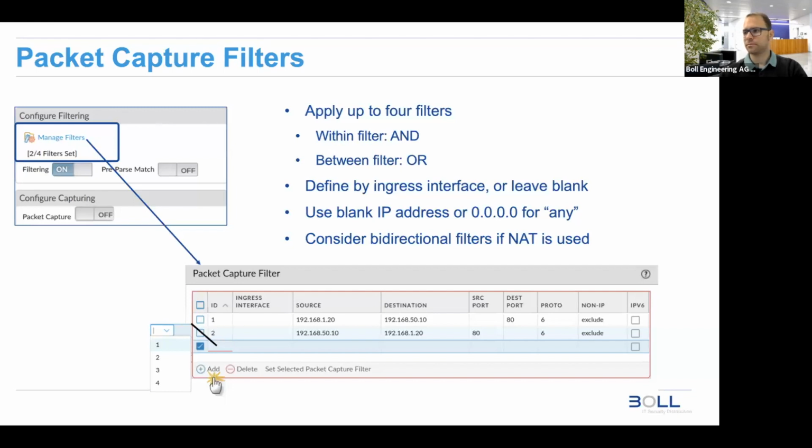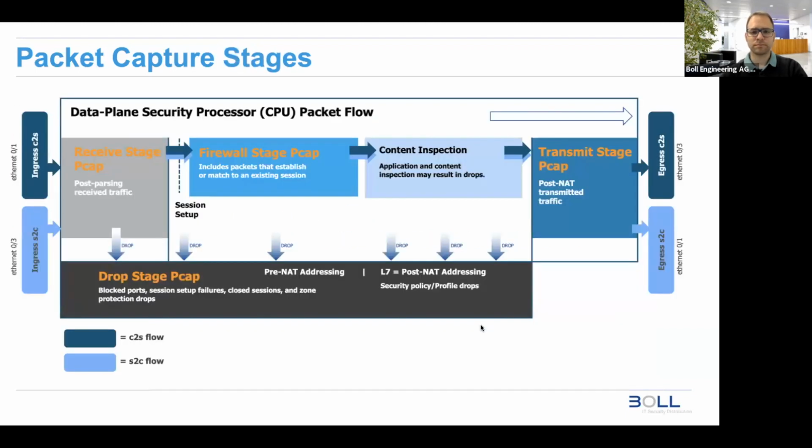Before I get to the filtering, I want to introduce the stages as well, because they are really important. They are important because they are special on the firewall. This one here looks really difficult, but it's not. So let's try to understand what we want to say here. First of all, if we are capturing packets on the firewall, we can capture them on 4 different stages. We have the receive stage, the firewall stage, the transmit stage, and the drop stage.